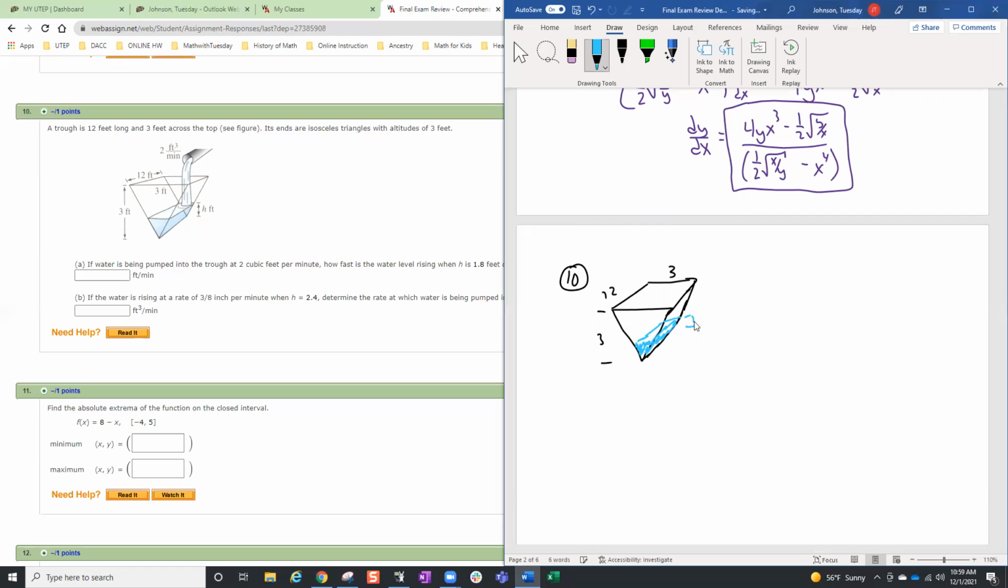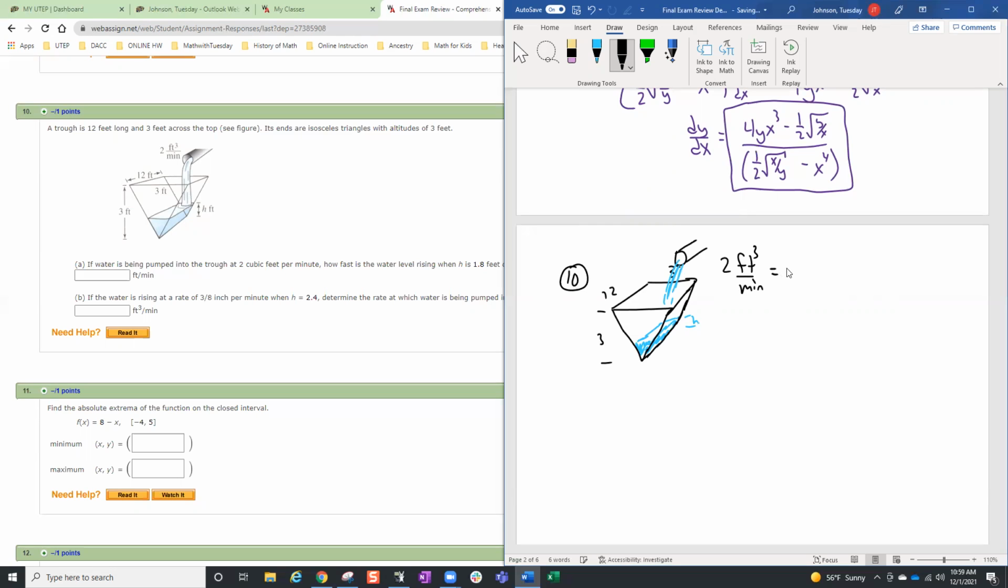Has a depth of H. We're also pouring water into this thing, so it's coming in. Okay. I know that the rate of the flow is 2 cubic feet per minute.